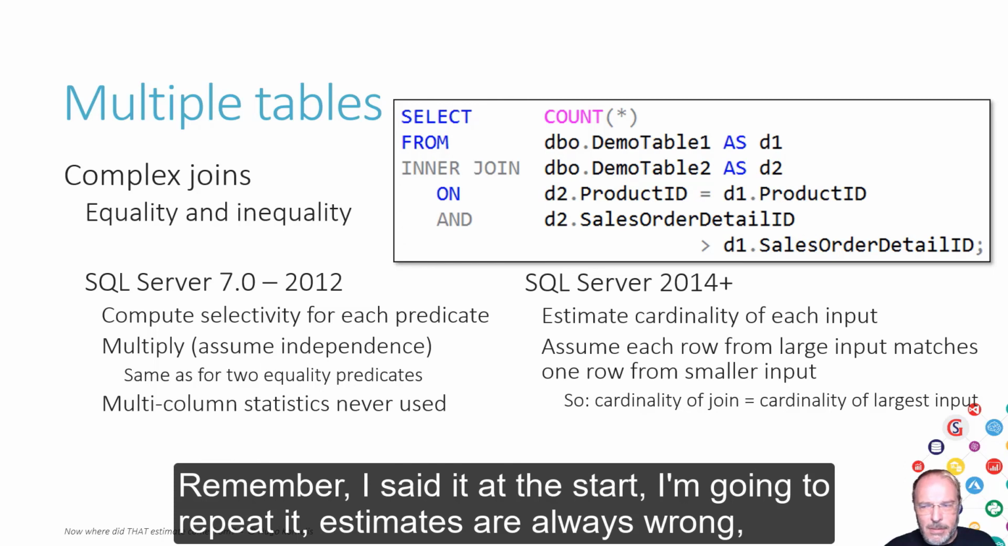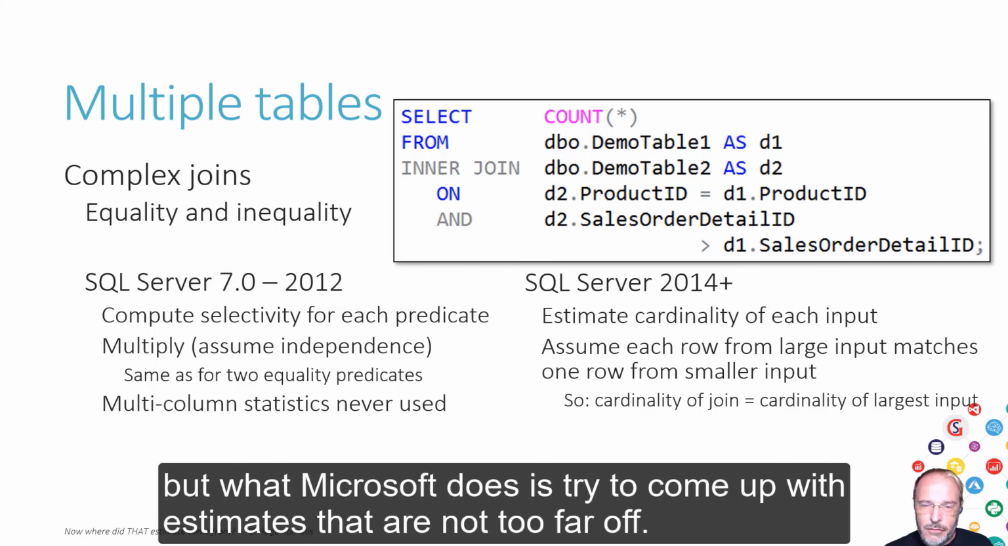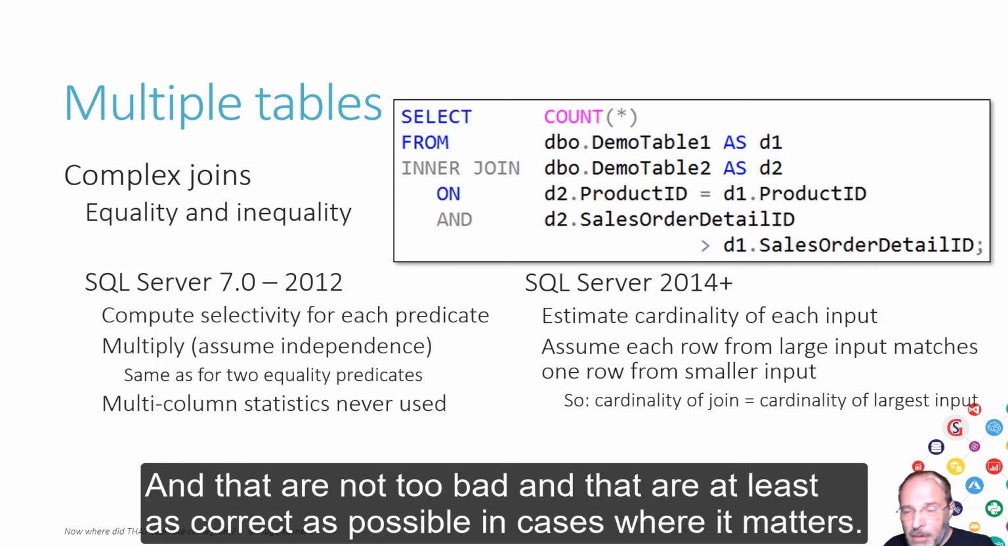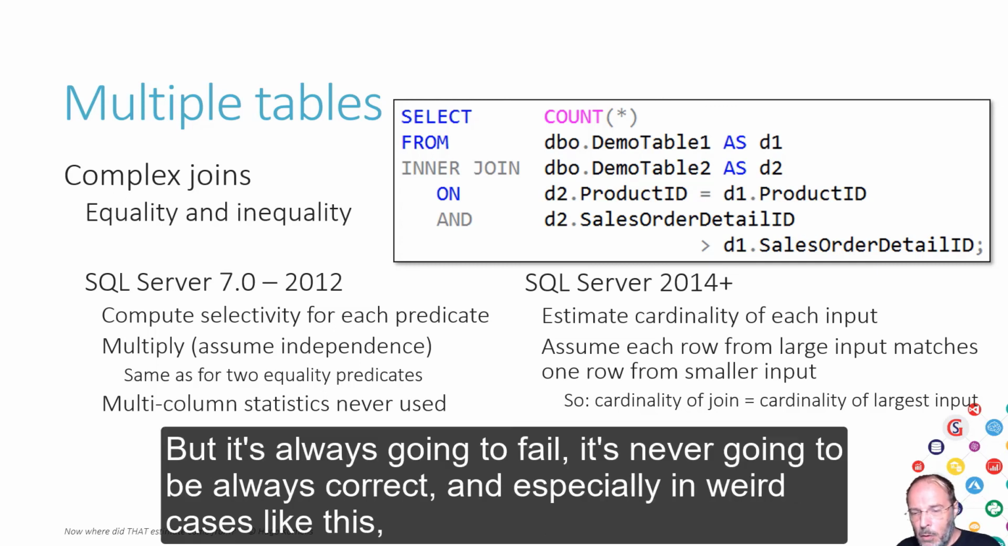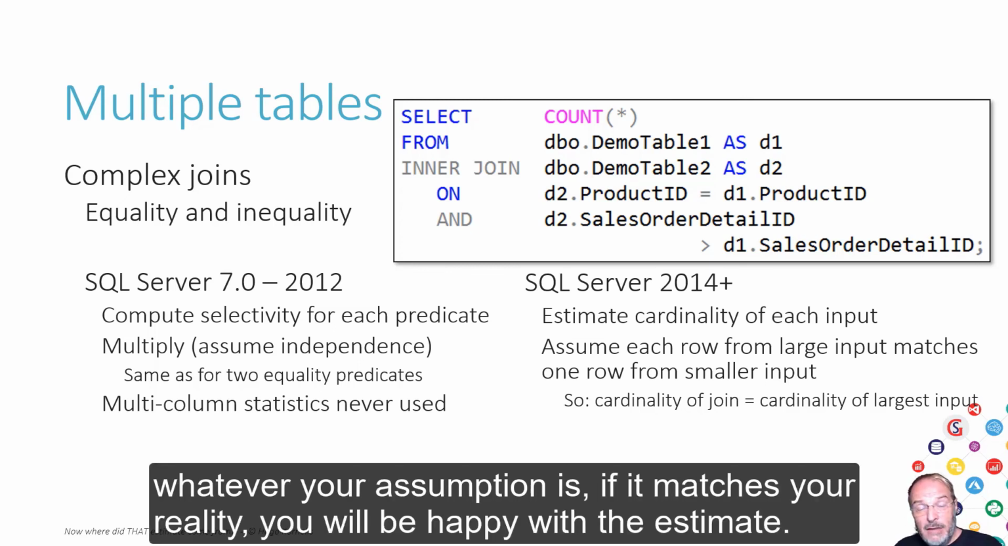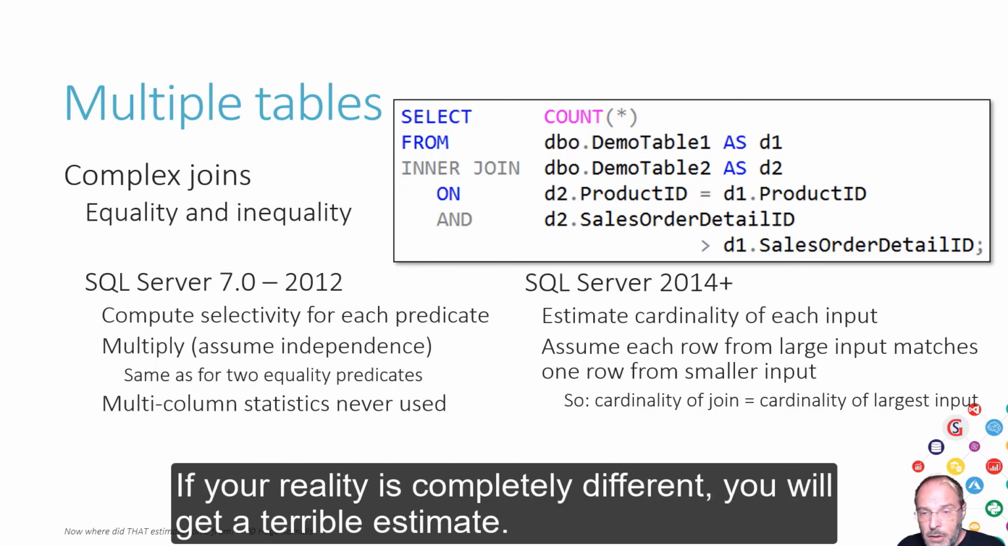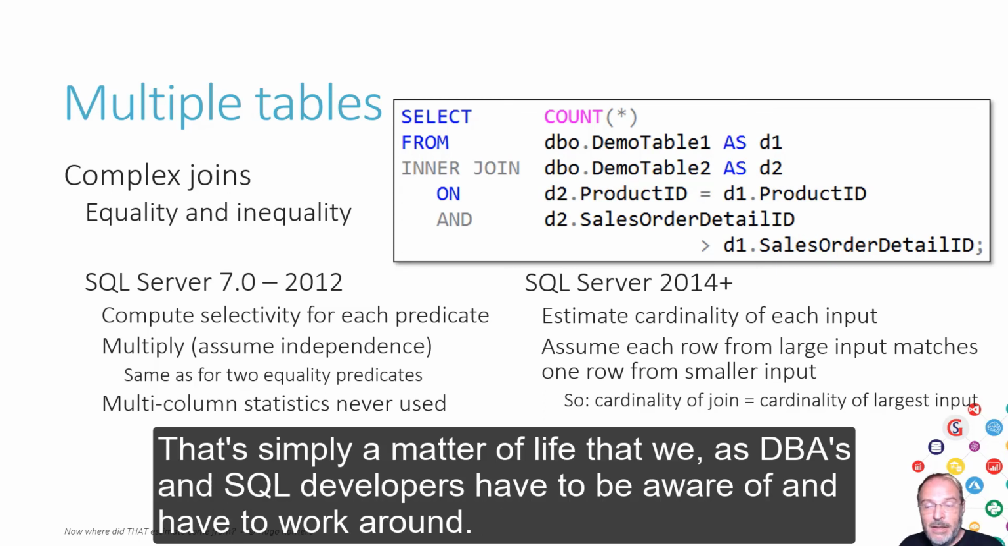Remember, I said it at the start, and I'm going to repeat it: estimates are always wrong. What Microsoft does is try to come up with estimates that are not too far off and not too bad, and that are at least as correct as possible in cases where it matters. But it's always going to fail. It's never going to be always correct. Especially in weird cases like this, whatever your assumption is, if it matches your reality, you will be happy with the estimate. If your reality is completely different, you will get a terrible estimate. That's simply a matter of life that we as DBAs and SQL developers have to be aware of and have to work around.